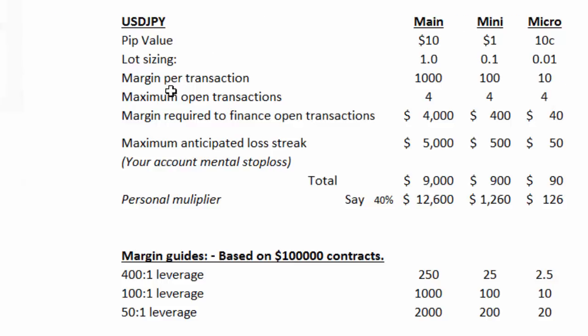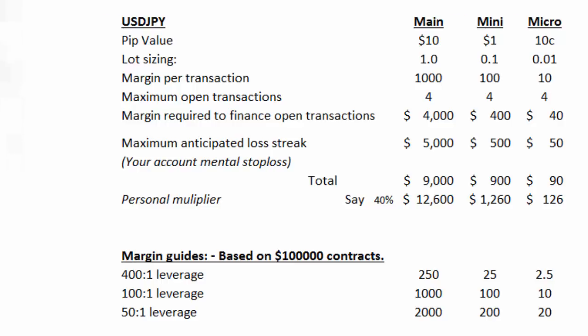Also, I'm just making sure you understand what lot sizing is, and that a main lot is 1.0, a mini lot is 0.1, and a micro lot is 0.01. Very important that you understand that. Then the next bit of information, which is absolutely critical for you to know, is the margin that your broker will charge you when you do a transaction. Very, very important. Now, a lot of traders don't know that. They don't pay attention to that. Even the most experienced traders don't do that.